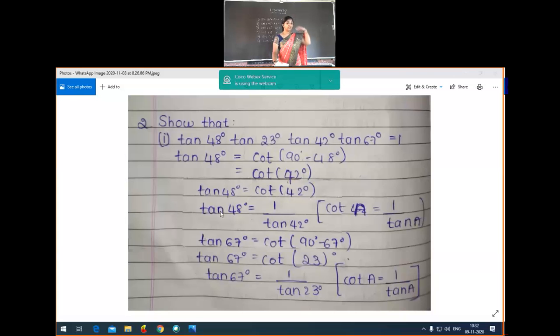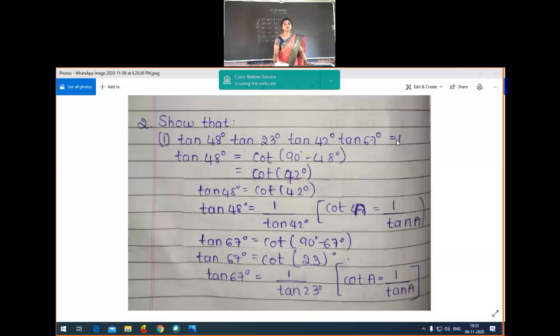Now, one more thing from the basic class, the first class, you just recall. Can we write this cot 42 as 1 by tan 42? Reciprocal, no? Cot and tan. So that's why cot 42 we can write in the form of 1 by tan 42. Can we write like this? Yes, cot A is equal to 1 by tan A, no? Cot theta is equal to 1 by tan theta. We all know the result.